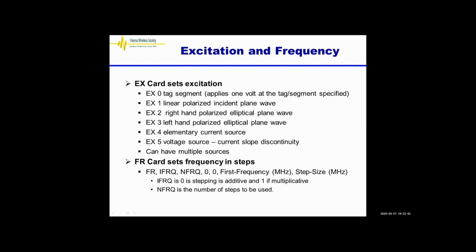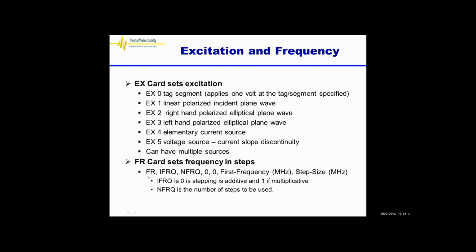It can also, rather than exciting the wire, let us build an antenna structure like a receiver, and we can launch an incident wave. It can be a plane wave, a right-hand or left-hand polarized wave. We also have the ability to inject a current into an element, and another voltage source model that uses something called a current slope discontinuity. And you can have multiple sources as well, so you can excite more than one node in your antenna.